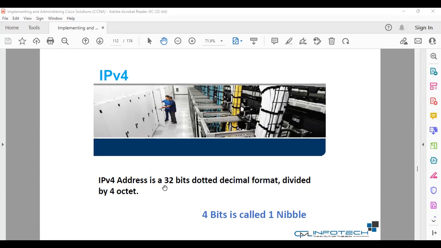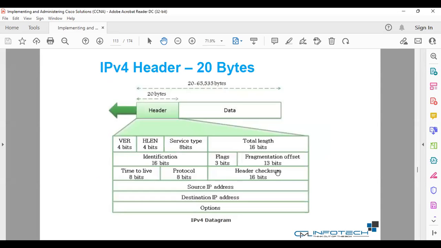We'll explain this in detail. It's a 32-bit number, which is again in decimal format with dots. Or we can even say 32 bits or 4 octets. So if you look into the IP version 4 header, when you open the IPv4 header, we're going to use Wireshark to understand. When you open it, you can see a few details in this.